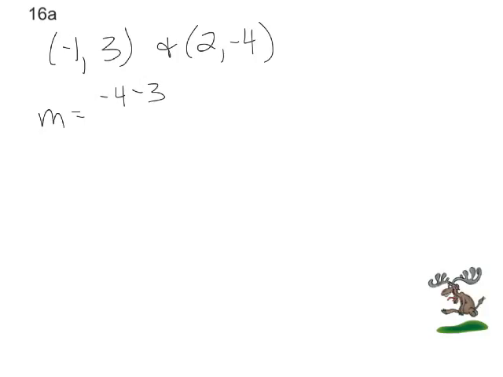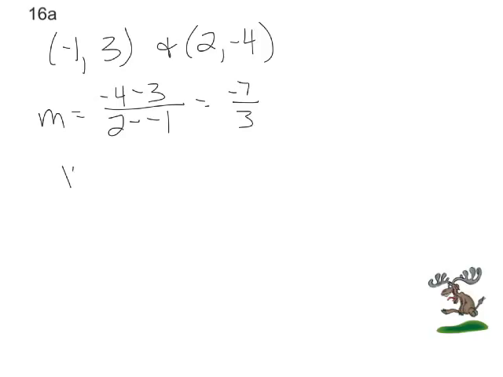Alright, problem 16 is about lines and line equations. The first one we're asked to do is find the line through negative 1, 3, and 2, negative 4. The first thing I'm going to do is find the slope, and that's y2 minus y1 over x2 minus x1, and that gives me a slope of negative 7/3.